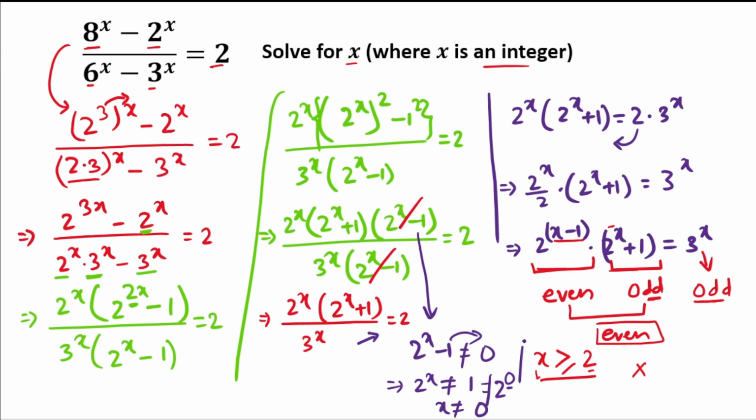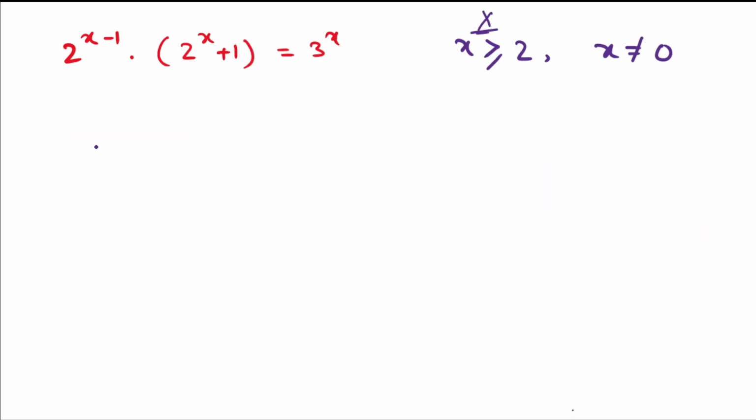So here we have two conditions: x should not be equal to or more than 2, and the value of x should also not be equal to 0. Now we'll put the value x equal to 1 and check whether it satisfies this expression, on the next page. So here we have copied down the last page's information. Here we'll put x equal to 1.